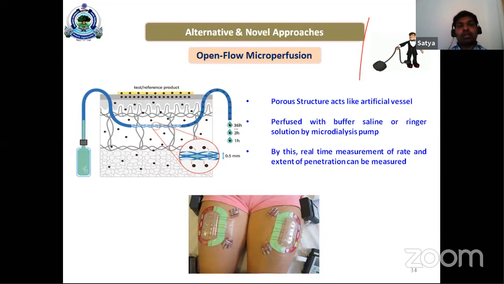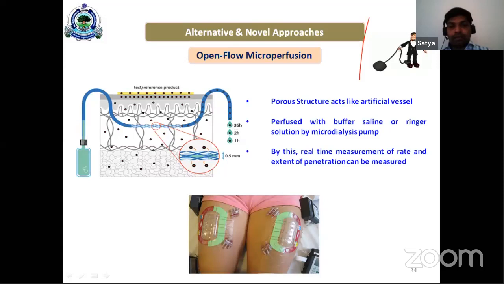They have worked on two examples. The methodology is that they apply the test or reference drug on the upper surface of the skin. Then you insert these probes, and perfuse with a buffer solution from this side, and you collect the samples of what is excluded from the drug. So this is still undergoing. This has not approved any drug. So we can try with this method.